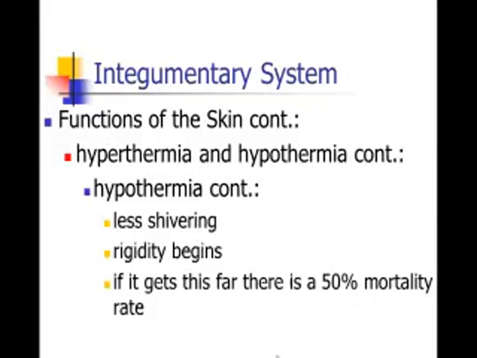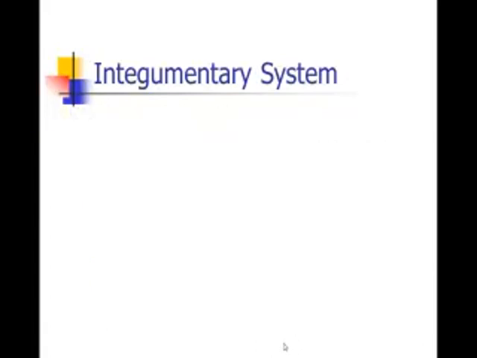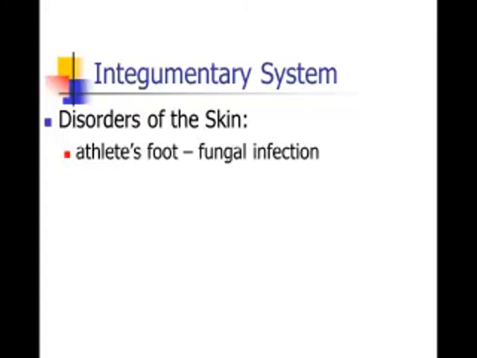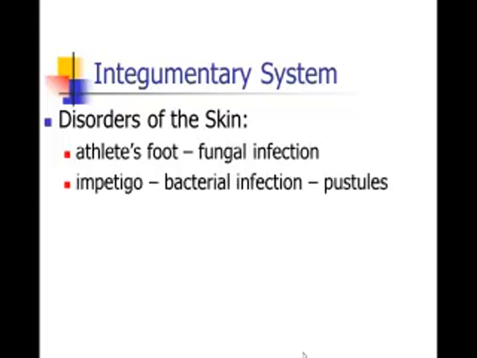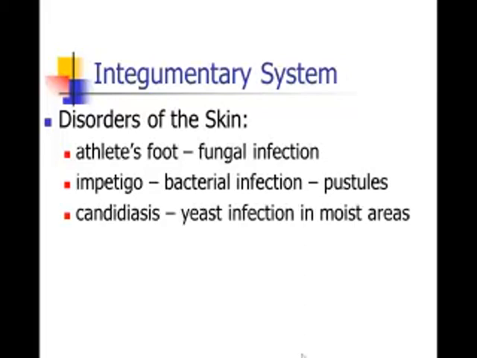If it gets down into that range and it's protracted at all, you can have up to a 50% mortality rate. Obviously, it's helpful not to let it get to that stage. In terms of disorders of the skin, we have a few. We have athlete's foot. This is due to fungal infections. Impetigo, which is a bacterial infection, you get pustules. Candidiasis, which is a yeast infection, usually in moist areas.